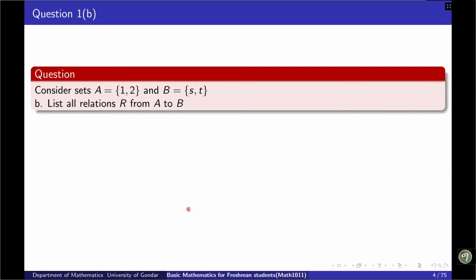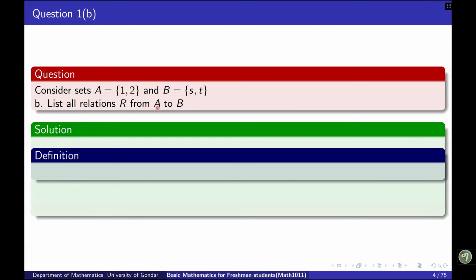The second question under the same consideration asks us to list all the relations R from A to B. We know that a relation from A to B is any subset of the cross product of the two sets. You know this. That is, we have this definition first: a relation from A to B is simply any subset of A cross B.